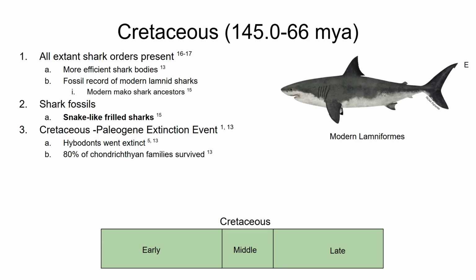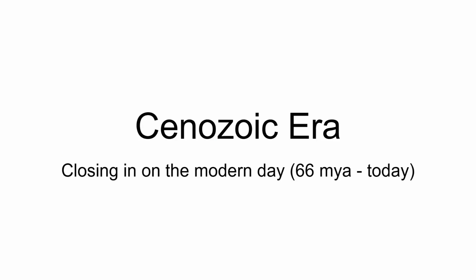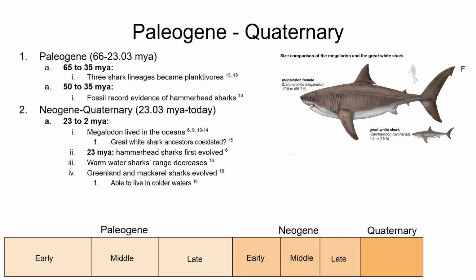It is time to move on from the Mesozoic and into the Cenozoic era. Starting us off, we are diving into the Paleogene period. It covers the geological time range from 66 to 23.03 million years ago. Are there any shark lineages that changed during this time? Did hammerhead sharks appear at this time?